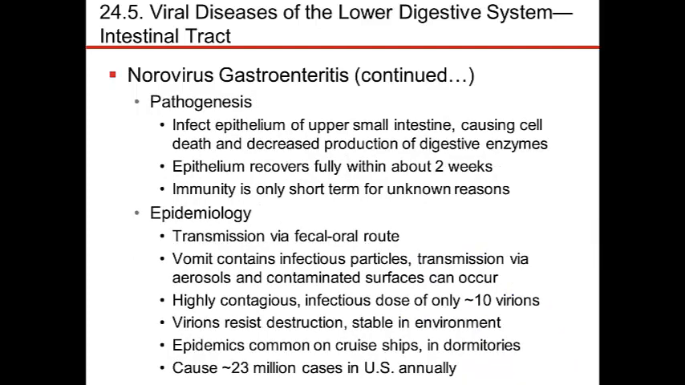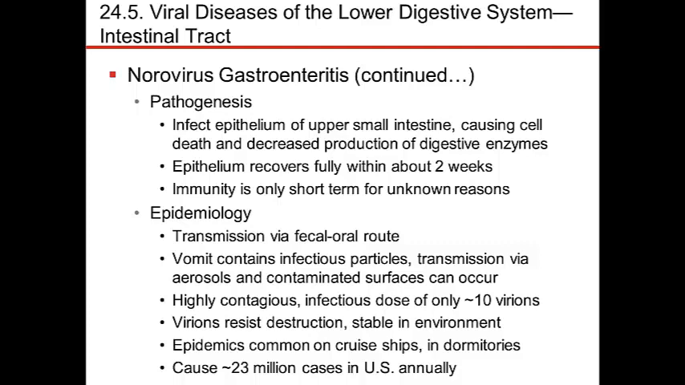Norwalk virus infection is typically limited to the mucosal cells of the intestinal tract. Watery diarrhea is the result. Norwalk virus is also transmitted by the oral fecal route, and it's often involved in the ingestion of contaminated seafood or water. Typical outbreaks occur in group settings such as cruise ships, especially in the Caribbean, schools, camps, hospitals, and nursing homes.